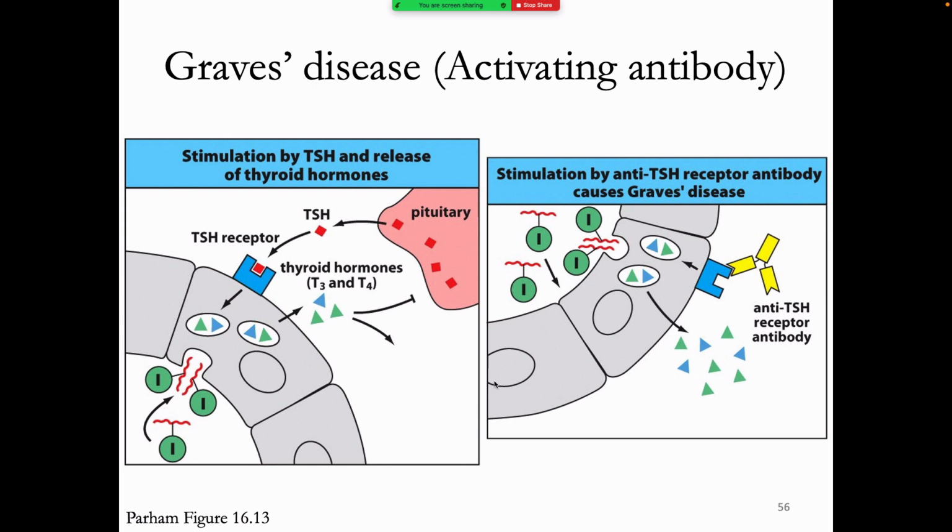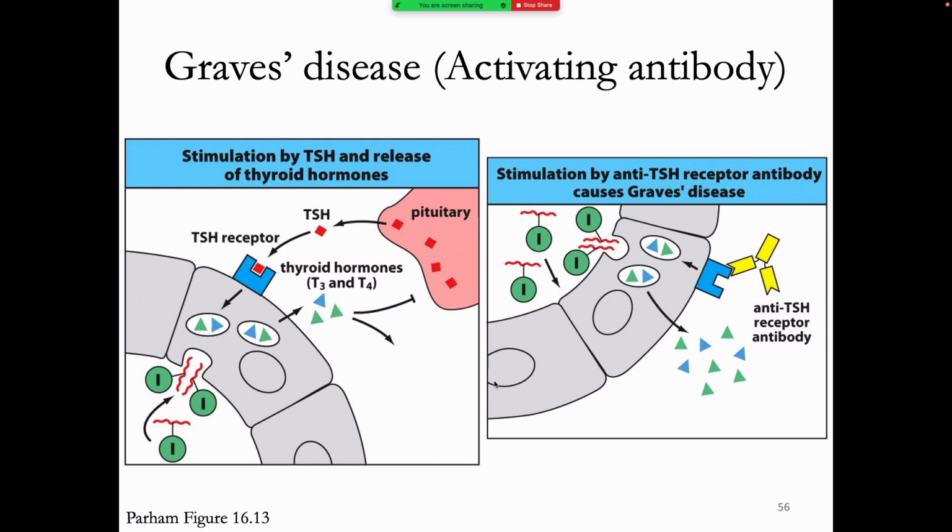One of those ways is exemplified by Graves' disease, which you can see here. Normally, without Graves' disease, we have the pituitary. It makes some hormones, specifically thyroid-stimulating hormone, TSH, which binds to a receptor. When that binding event happens, that turns on cells in the thyroid to make thyroid hormones. Basically the pituitary says turn on, and the thyroid says okay, and makes some thyroid hormones.